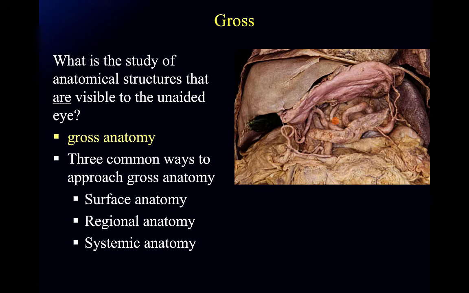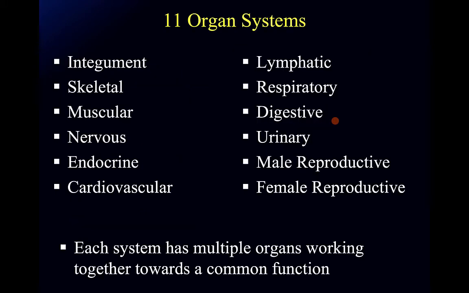And we could study those in a number of different ways. We could look specifically at surface anatomy on the outside of the body. We could take a regional approach where we learned everything within a particular location, but we're largely going to be taking a systemic approach to learning anatomy in this class. Now we are going to be taking a look at multiple organ systems, and you can see them listed here. Interestingly enough, the male and female reproductive systems are listed separately.